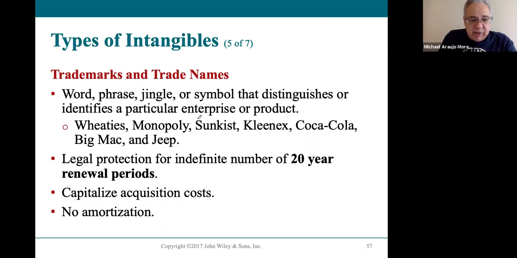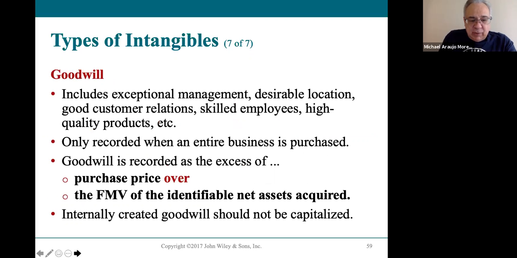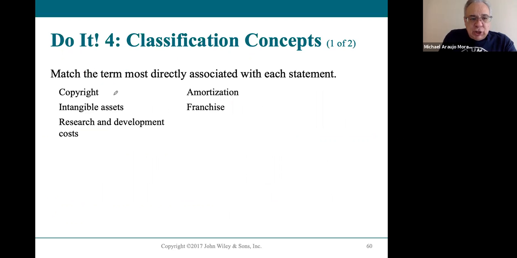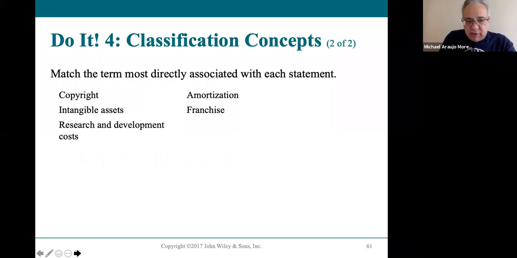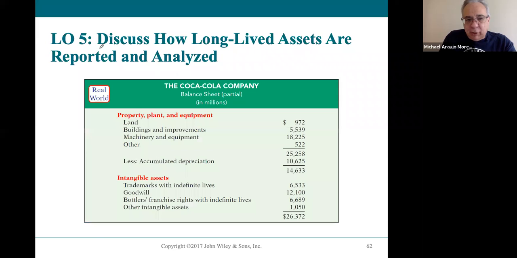We talked about trademarks and trade names, whether it's Kleenex or I'll have a Coke or whatever, lots of things. These can be renewed as often as you need to. We talked a little bit about franchises already, and goodwill. Okay. So for learning objective 4, they just simply want you to be able to identify and explain what all these terms are. And we just went through all these terms. So no problem. That's really the focus of learning objective 4.